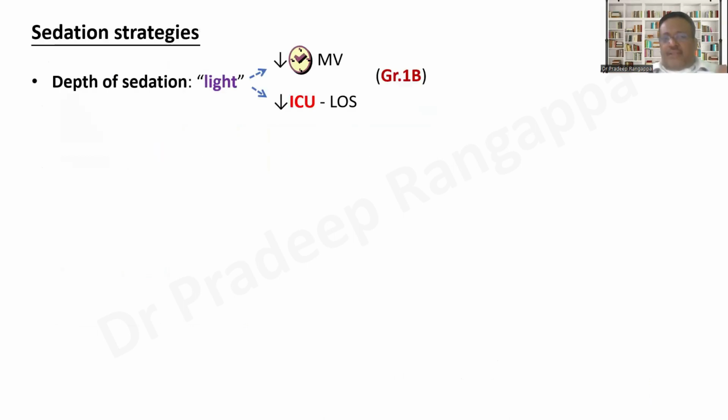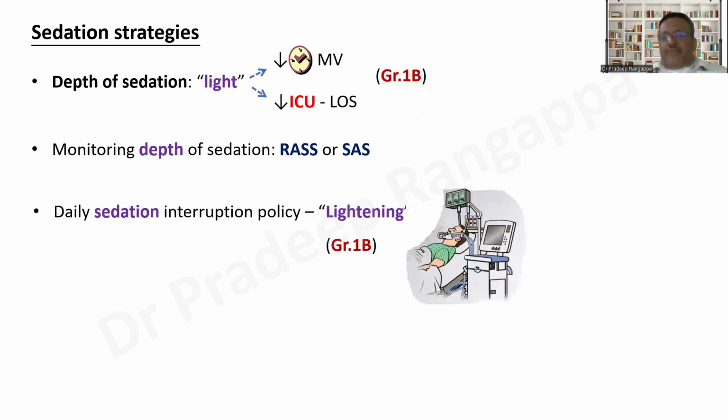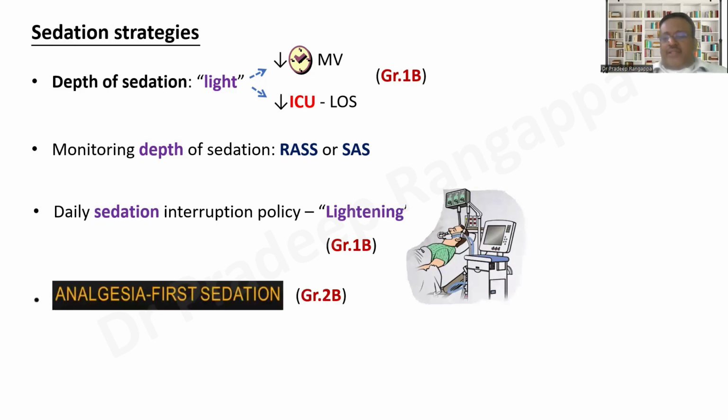As I already mentioned, over sedation is bad, under sedation is bad. So the depth of sedation is important, because lighter sedation has been shown to reduce mechanical ventilation and reduce ICU length of stay, grade 1B. Monitoring depth of sedation has to be done with the RASS score, and daily sedation interruption with lightening has to happen. In all this, I won't dwell into detail. I'm sure most of you know.